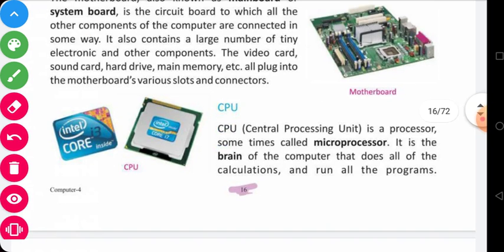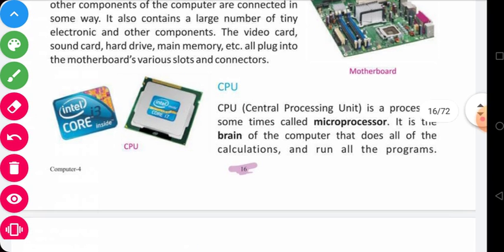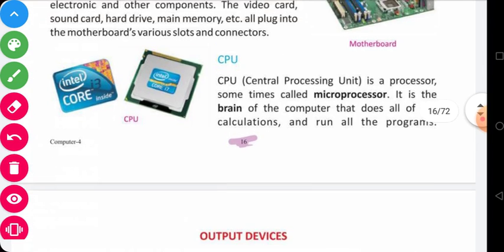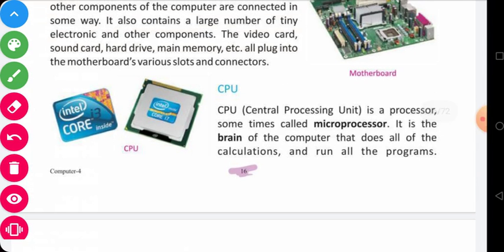Next, an important component is the microprocessor, which we call the CPU, and CPU's full form is central processing unit. It is the brain of the computer because it performs all the calculation-related queries which come with the help of input devices, so that the computer can process them according to the user's need. Also, the CPU runs all the programs. So it is a very important part of the computer system.